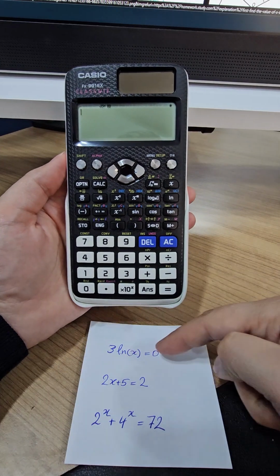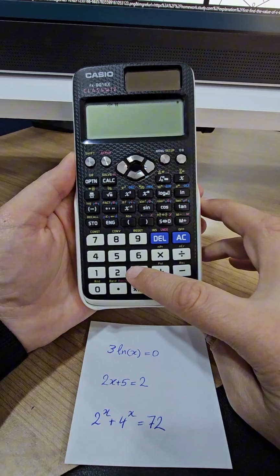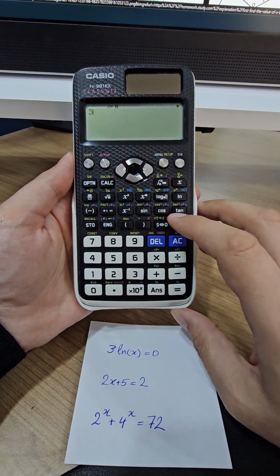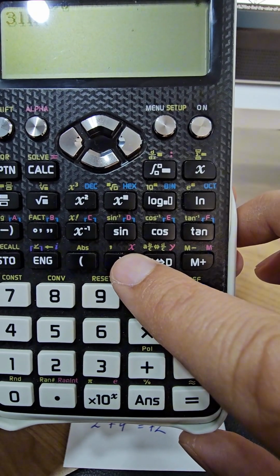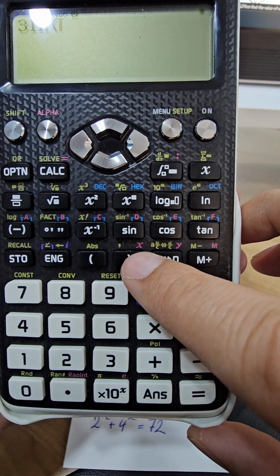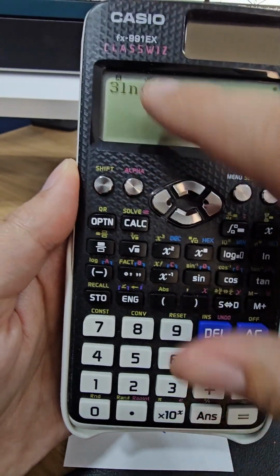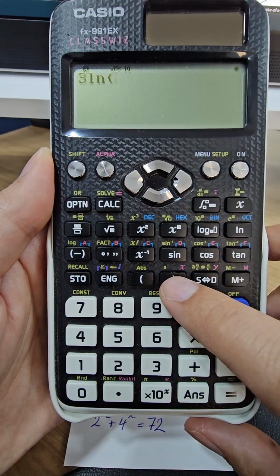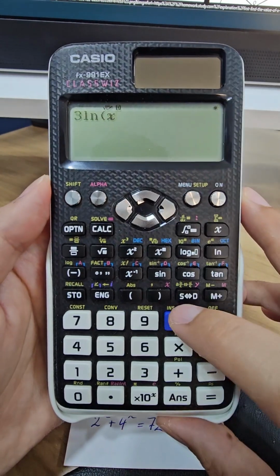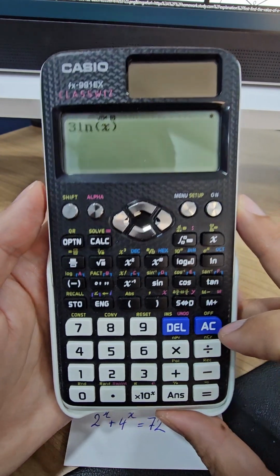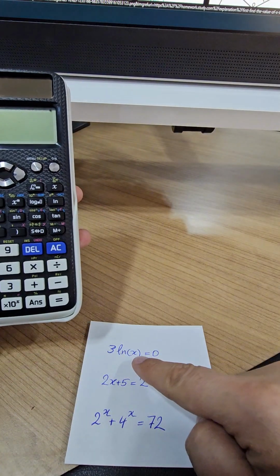First of all, let's begin with the first one. The way you are going to write the equation is like this. First, 3 multiplied by the ln of x. This is x, as you can see here. To write x, it is in the red color, so I have to use alpha. Press alpha, you'll see A here, and then press this button, it will write x for me. Now this is ln x, then close the bracket, and then it is 3 ln x equals 0.